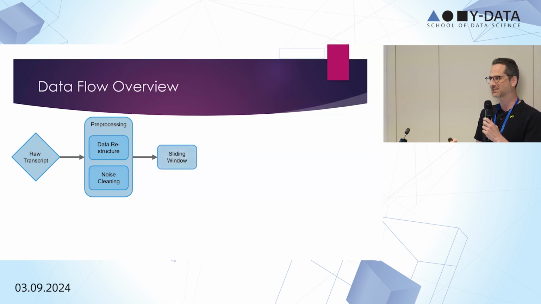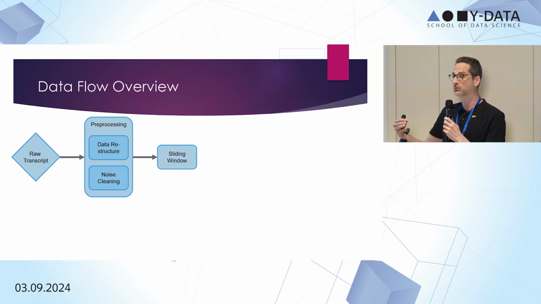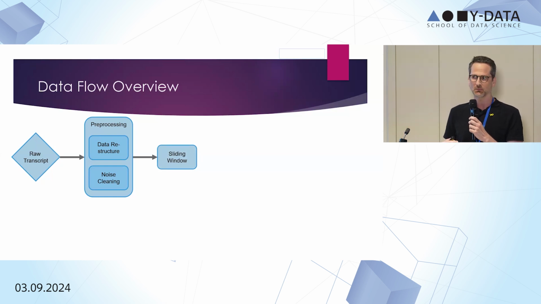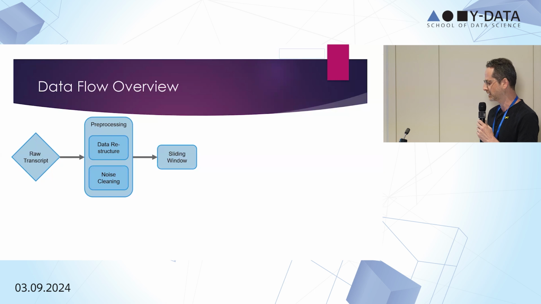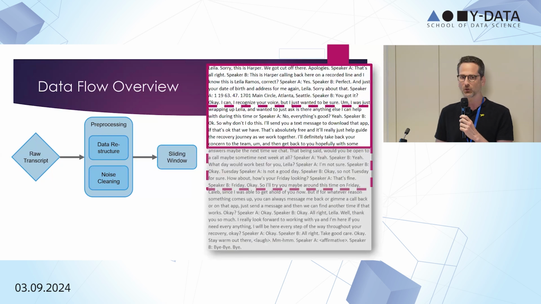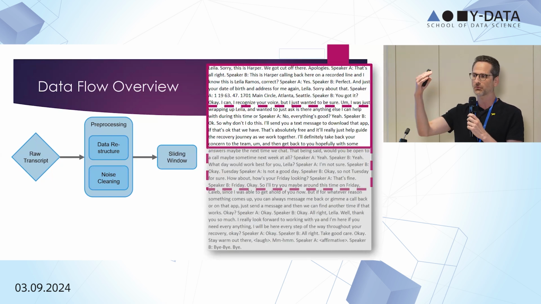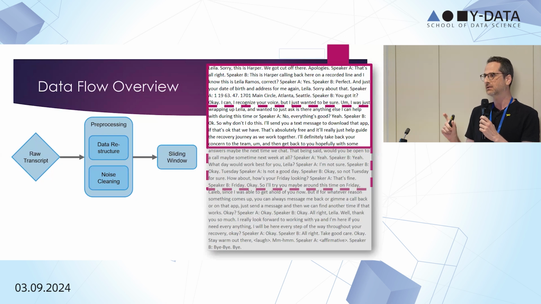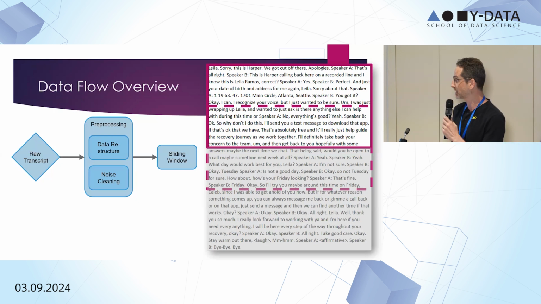Then this processed text is split into smaller windows. Now, in our case, we used a sliding window approach where the model goes through the entire text, split into chunks with significant overlap, so it won't lose too much context.